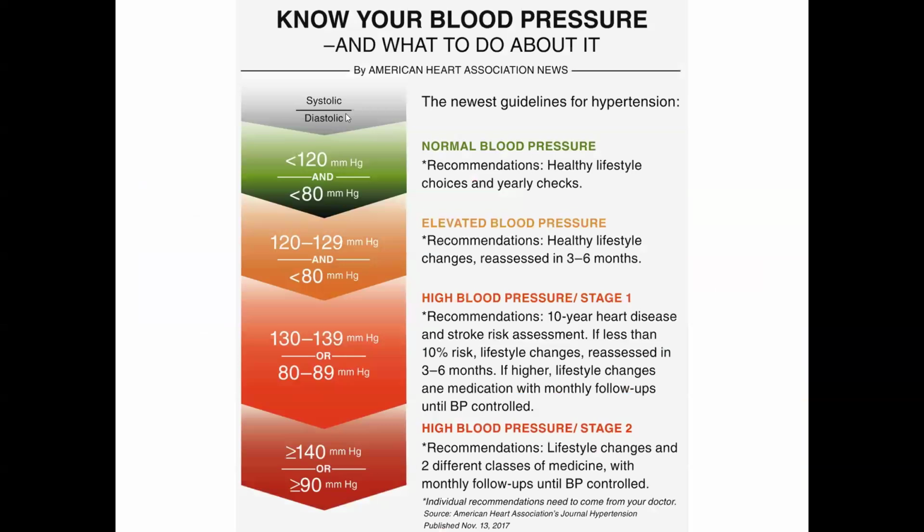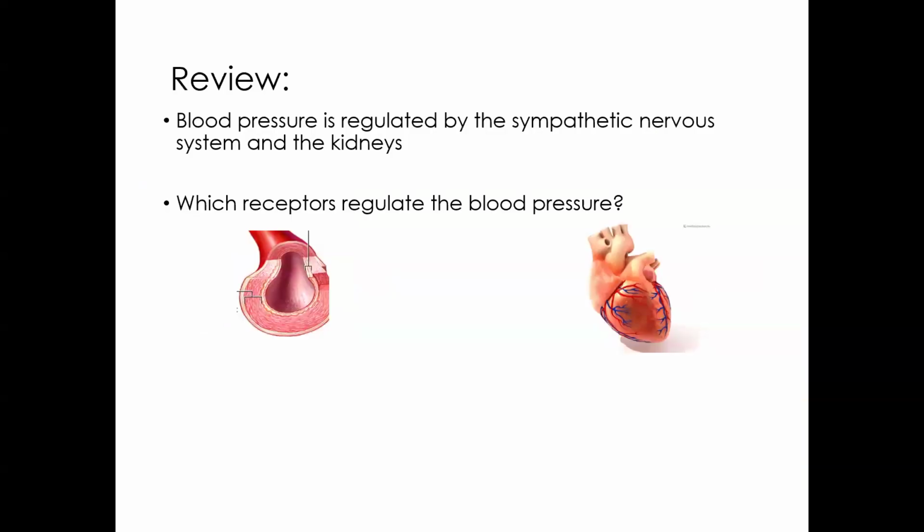Here's just another chart that talks about the different levels: normal blood pressure, elevated, stage 1 and stage 2, and some recommendations. I don't usually test off of this information, but I do want you to be familiar with it. It helps get to know the condition a little bit better. All right, so we're going to review here. Blood pressure is regulated by the sympathetic nervous system and the kidneys, and the kidneys play a big part when we talk about the RAAS system.